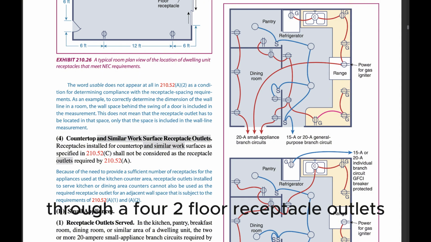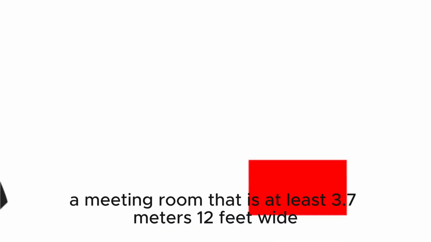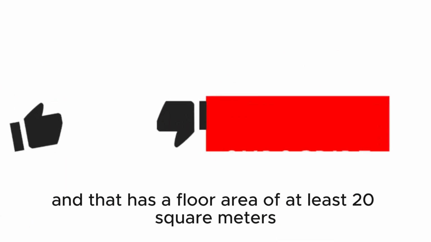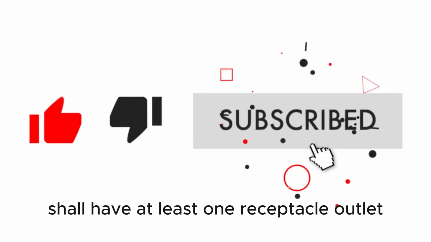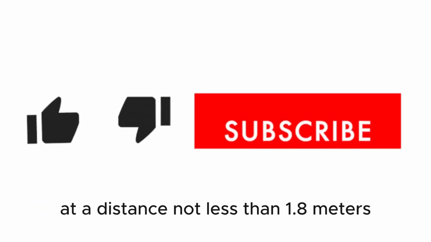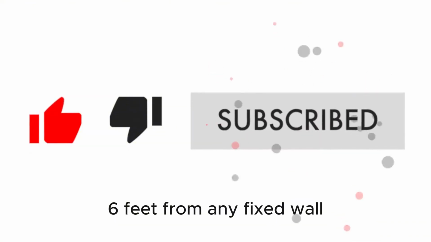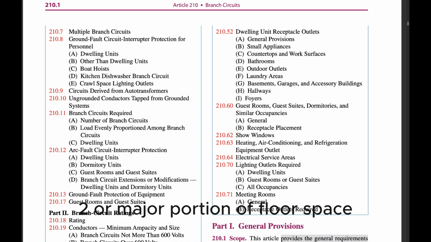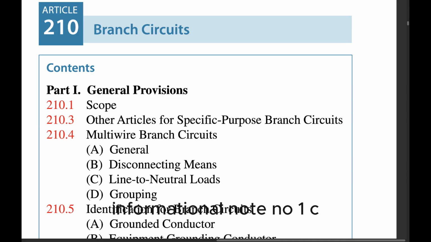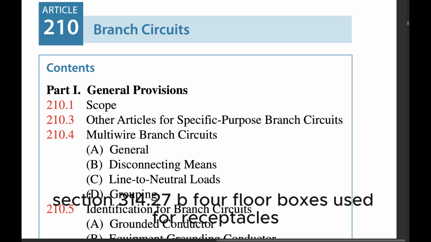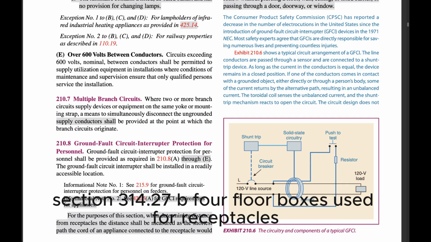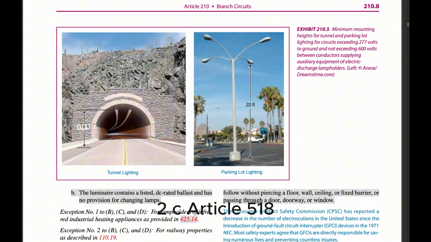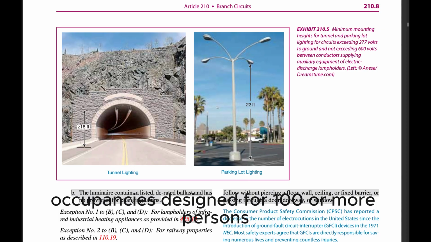(2) Floor receptacle outlets. A meeting room that is at least 3.7 meters (12 feet) wide and that has a floor area of at least 20 square meters (215 ft2) shall have at least one receptacle outlet located in the floor at a distance not less than 1.8 meters (6 feet) from any fixed wall for each 20 square meters (215 ft2) or major portion of floor space. Informational Note No. 1: See Section 314.27(B) for floor boxes used for receptacles located in the floor. Informational Note No. 2: See Article 518 for assembly occupancies designed for 100 or more persons.